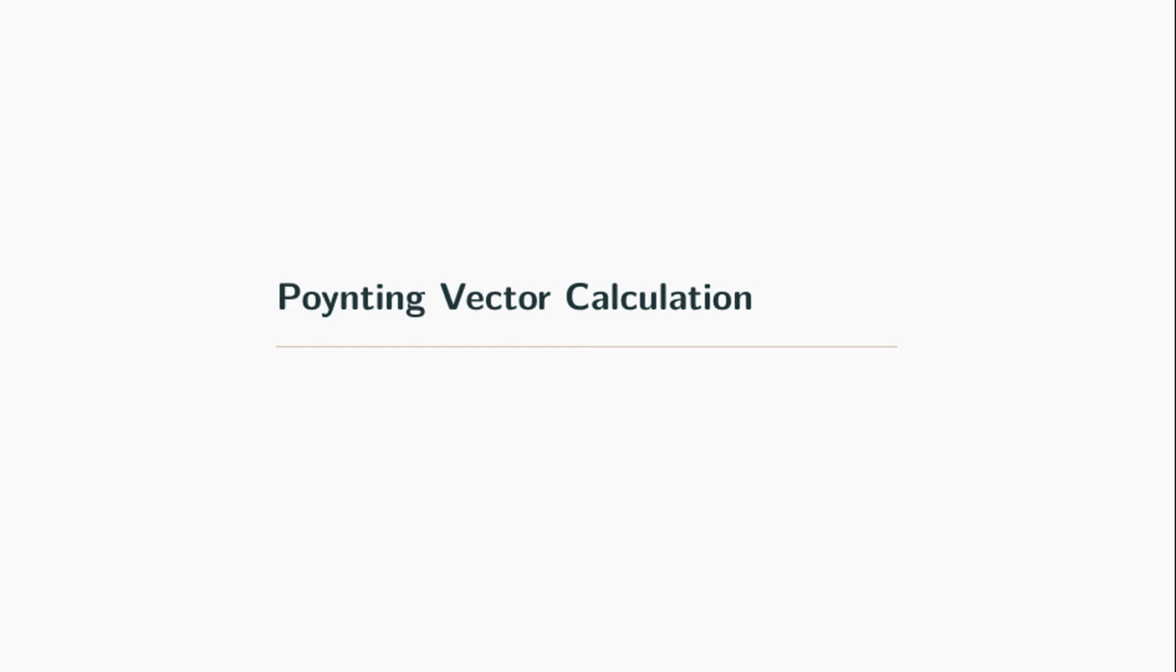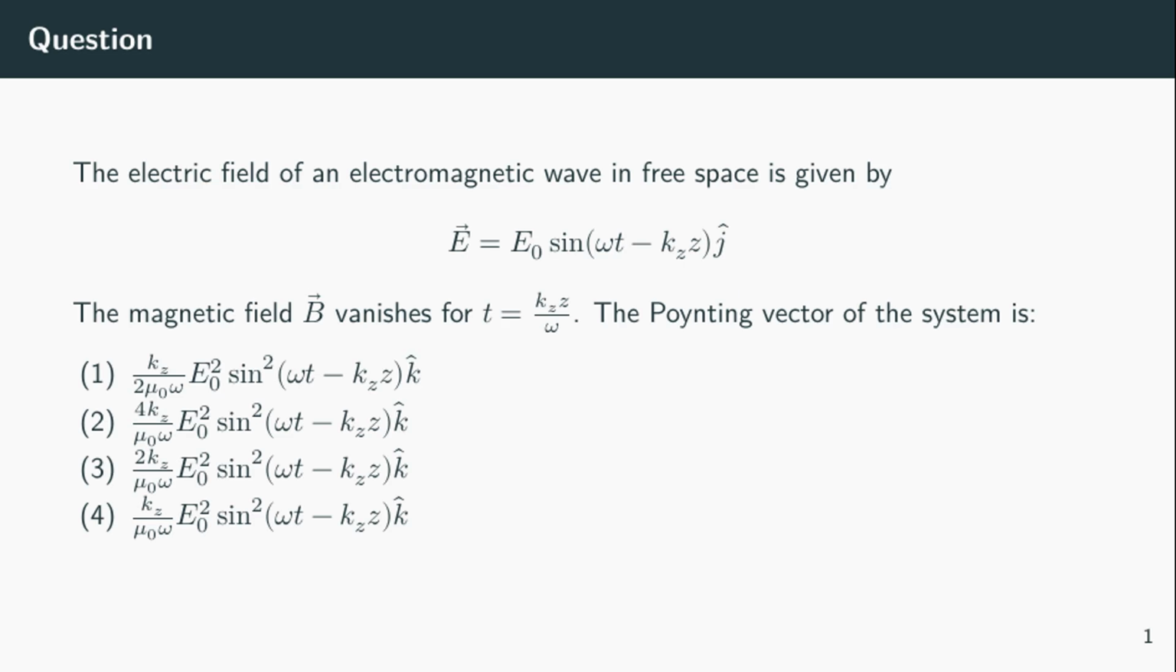Okay, let's break down this problem step by step, figuring out the Poynting vector for this electromagnetic wave. So we are given an electromagnetic wave in free space and we know its electric field. The electric field vector E is given by E naught times the sine of omega t minus k sub z times z, all in the j hat direction.